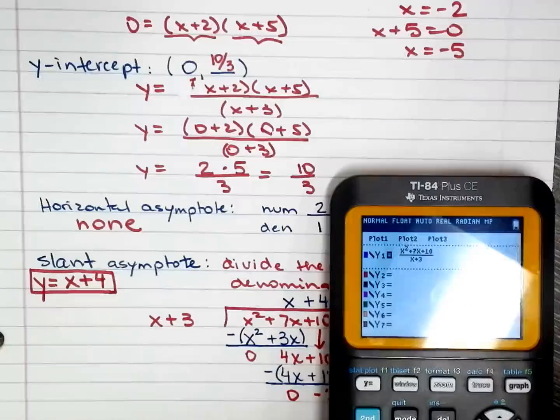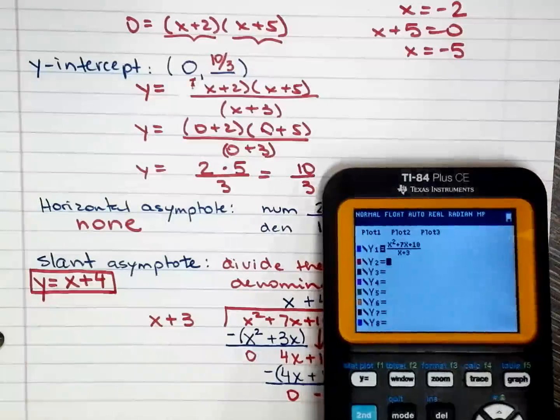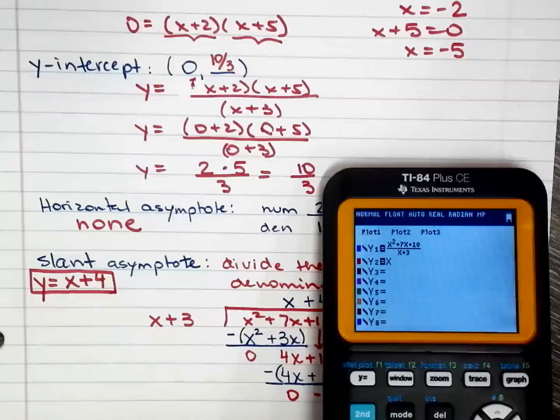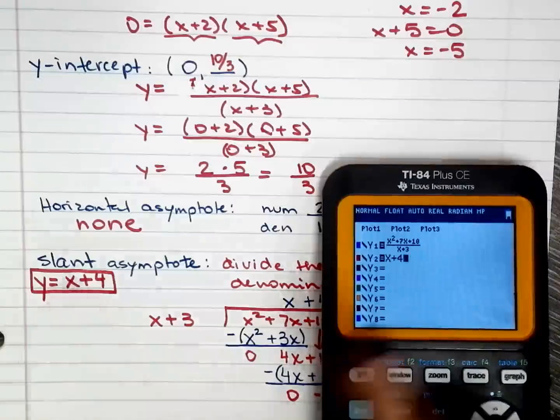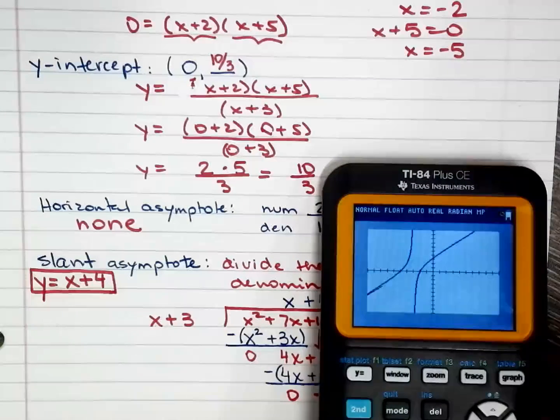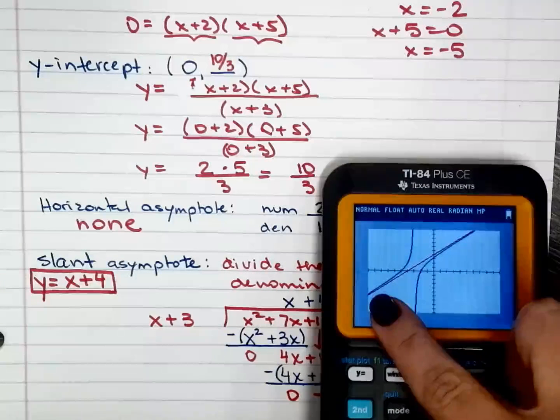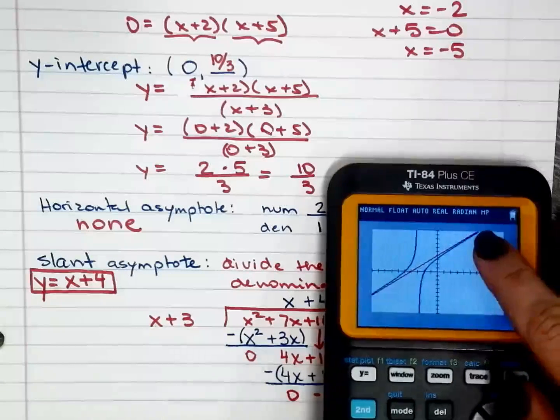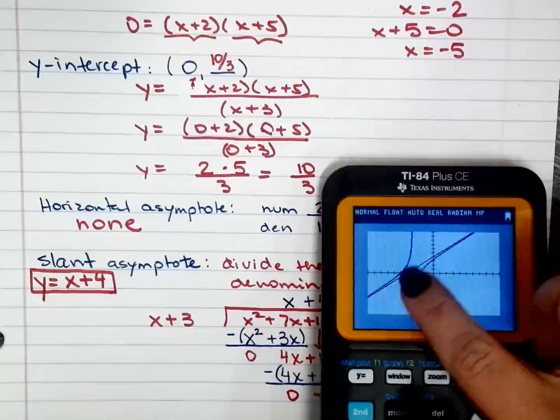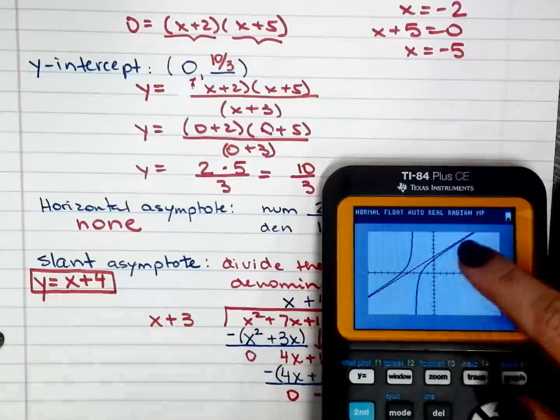So hand it in the calculator. I'm going to go in y2 and I will plug in this slant asymptote I just found. Look how beautiful that is. Okay, so that slant asymptote or oblique asymptote is the line that your graph is approaching, but is not touching it.